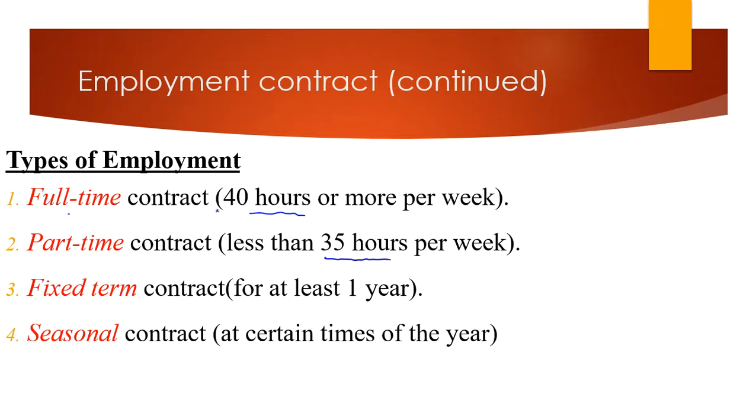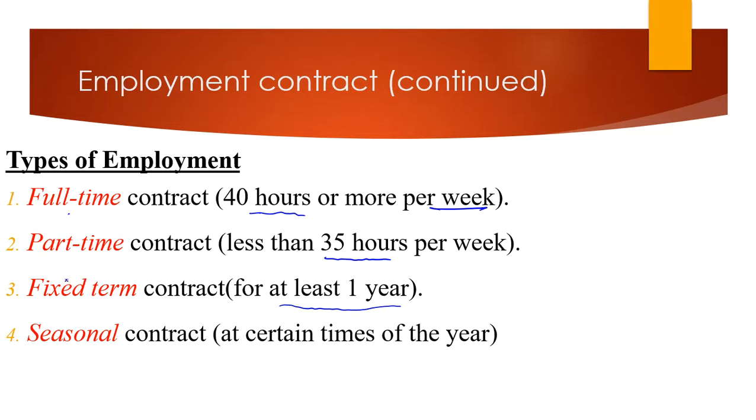Yes, full-time contract. Let me go back to the full-time contract. It has to be 40 hours or more per week, right? Per week. If they work for less than 35 hours per week, then that's a part-time contract. It will be a fixed-term contract if the person will have a contract of 1 year or more. It could also be a seasonal contract if the contract will only be for certain times of the year, for example, in summer or in winter, then it will be a seasonal contract.